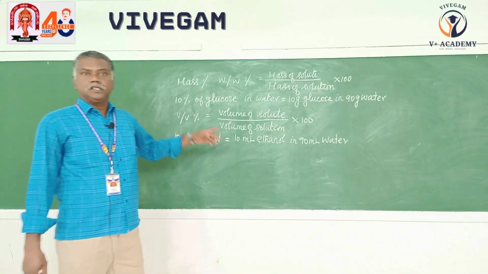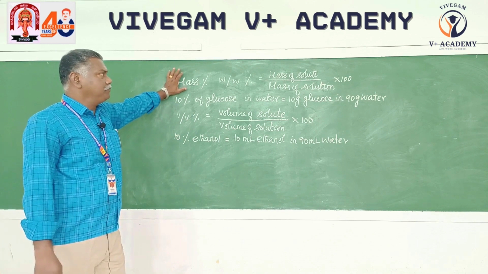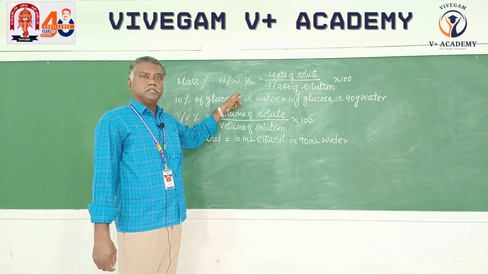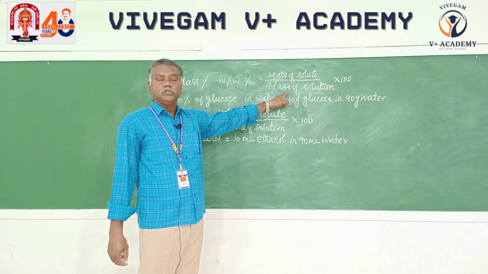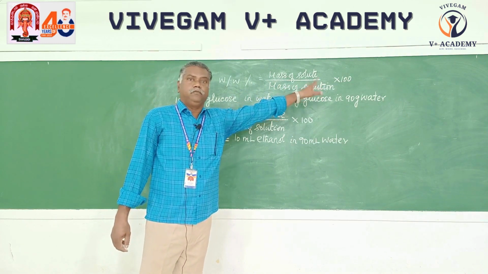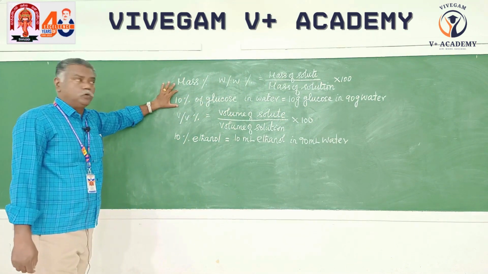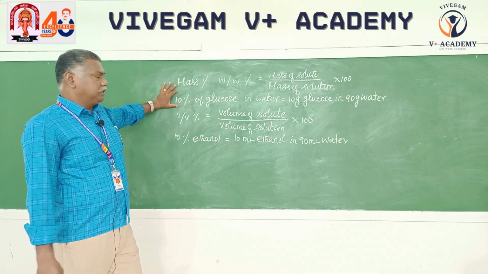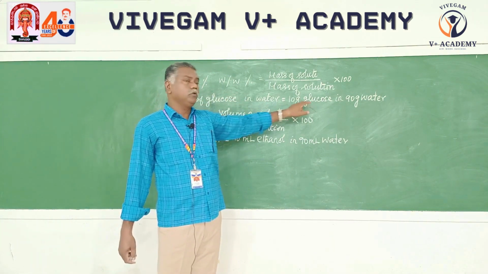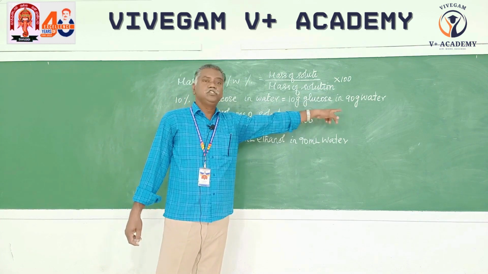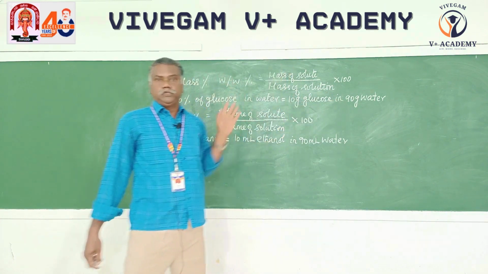Now let us see the mass by mass percentage or weight by weight percentage. It has a formula that weight by weight percentage is equal to mass of the solute divided by the mass of the solution into 100 for percentage calculation. For example, 10% of glucose is nothing but 10 gram of glucose is taken and it is dissolved in 90 gram of water to give you the 100 gram solution.